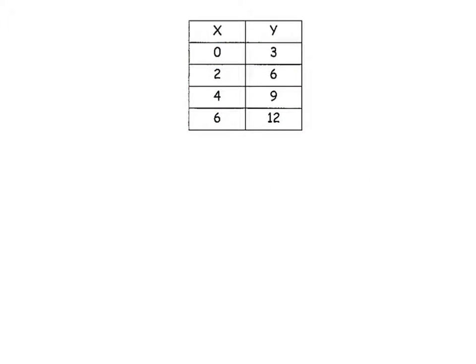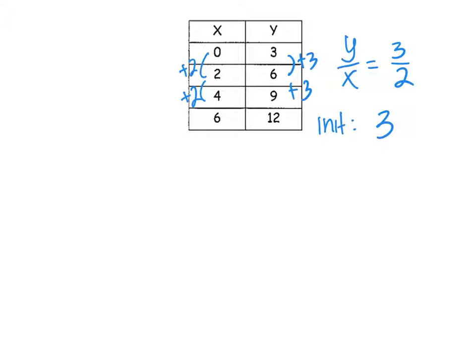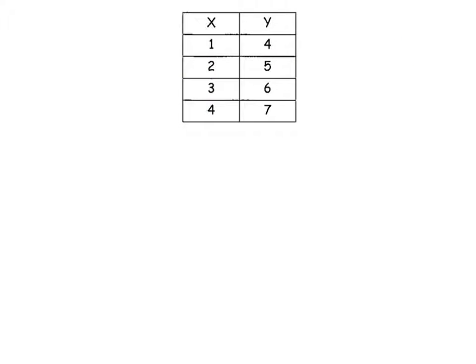On to the next one. Are you thinking this is easy? Yeah. Okay, then, good. Do it with your partner. Add 3. And your x is add 2. Add 2. So that's 3 over 2. Okay, Miss Wolf, what is my initial value? 3. 3. Okay.